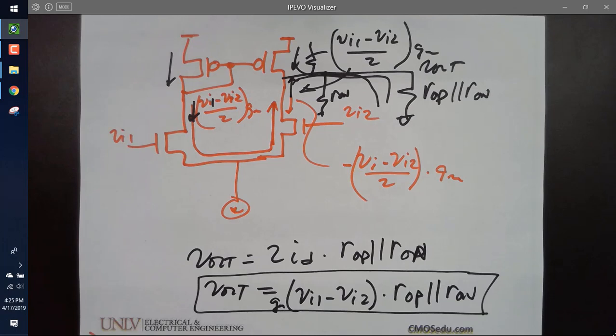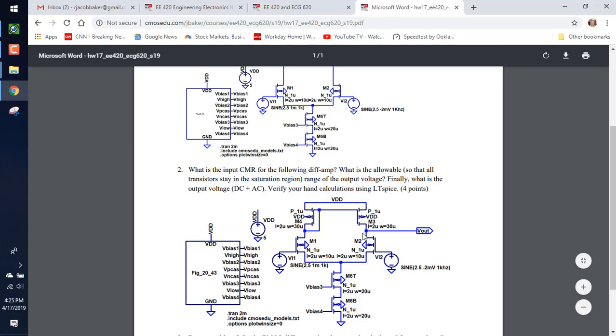What else is there to do on that problem? Plug in the numbers. So it's R out P in parallel with R out N, 2.22 meg. What is GM? 150. And then what's V in 1 minus V in 2? Isn't it minus 3 or minus 1 milli or something? I don't remember. Let me look. It would be 1 minus minus 2 or 3 millivolts. Yep.